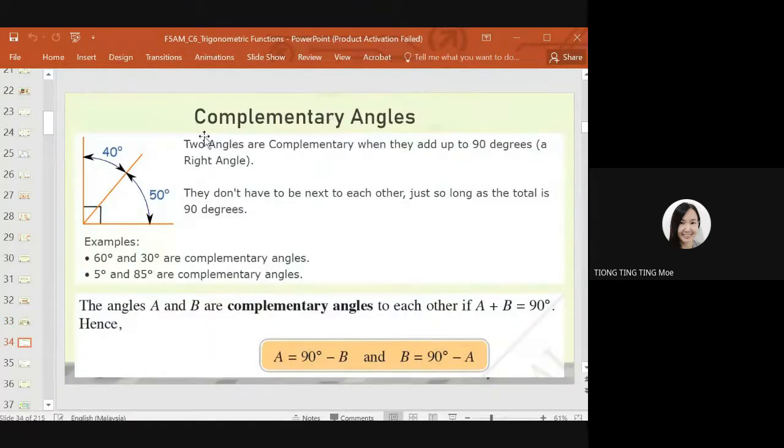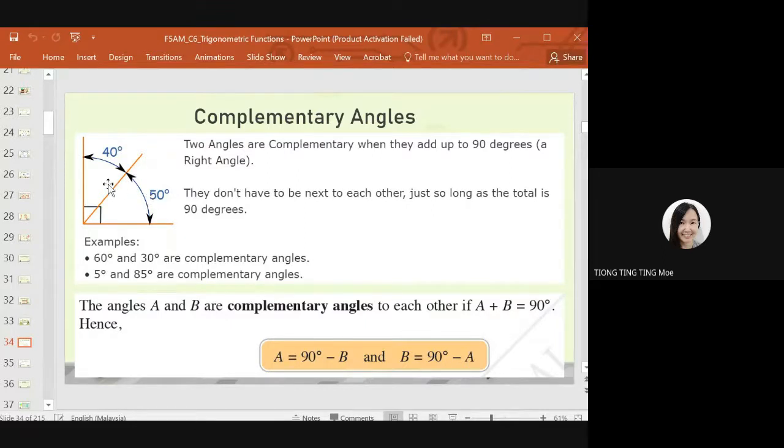So this is complementary angles. We can say that two angles are complementary when they add up to 90 degrees. Combine, complement, gabung sama-sama akan jadi 90. When they add up, for example, this is angle A, this is angle B, then A plus B will equal to 90.